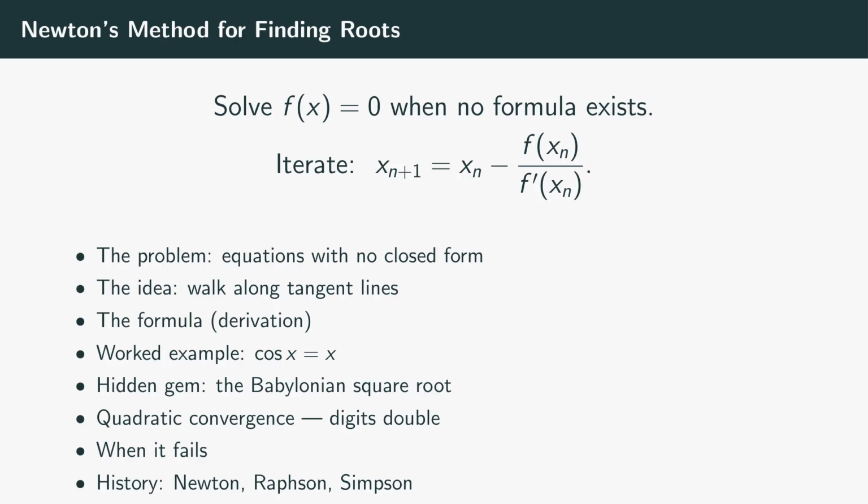We'll derive the formula, watch it solve a transcendental equation in 4 steps, rediscover an algorithm the Babylonians had 4,000 years ago, look at the spectacular ways it can blow up, and tell the story of how 3 different mathematicians across 70 years built the form we use today.